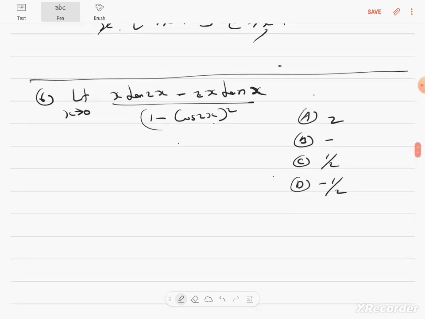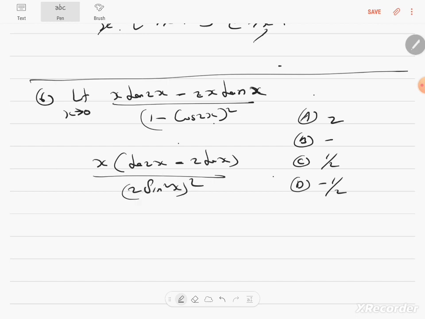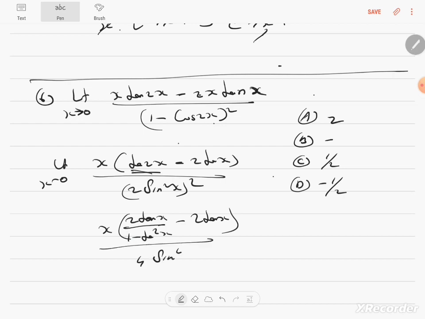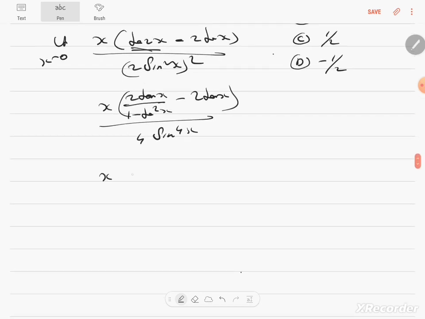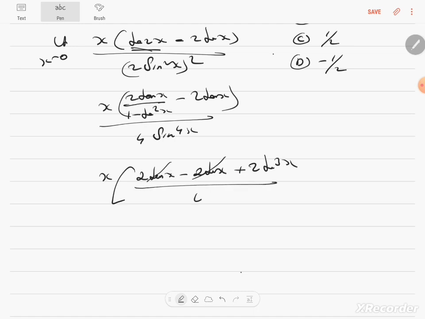So let's go to this question where you can see x can be taken out common. (tan 2x minus 2 tan x) by (1 minus cos 2x, which is 2 sin square x, the whole square). Limit x tends to 0. So therefore this is x into, what is the tan 2x formula? 2 tan x by 1 minus tan square x, minus 2 tan x, by 4 sin to the power 4x. So when you solve this, you get 2 tan x minus 2 tan x plus 2 tan cube x, this and this get cancelled, by 4 sin to the power 4x. Limit x tends to 0.